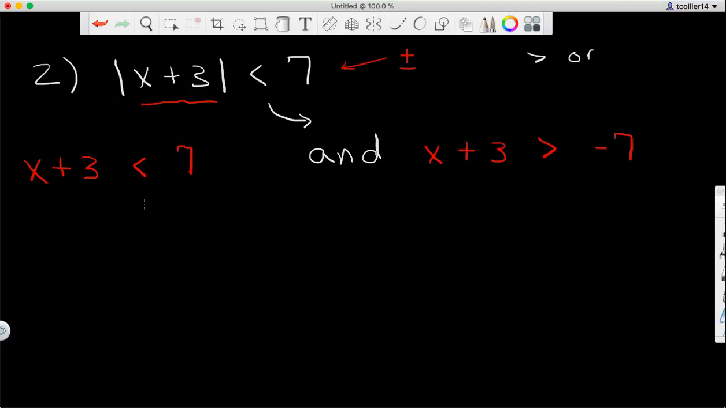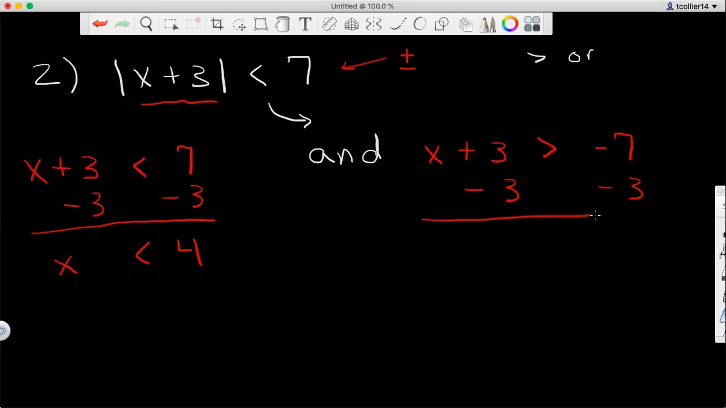Okay. So now I just get x by itself. I need to subtract 3 from both sides. I get x is less than 7 minus 3, that's 4. Over here, we are subtracting 3 from both sides as usual. And I get x is greater than negative 10. So these are the two answers I'm going to have. I'm going to bring down my and to separate these two solutions. And next we can draw a number line.